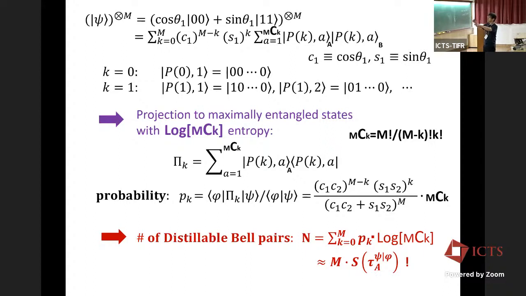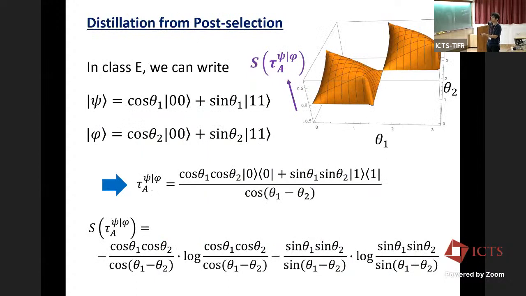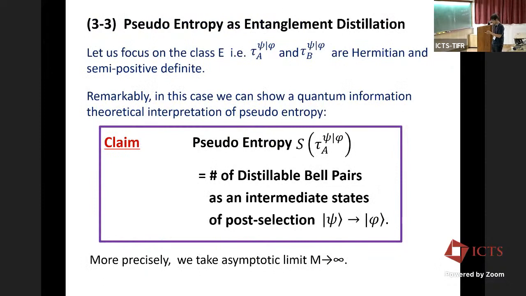The point is that we sandwich different states. In the usual entanglement entropy case, we have the same state on both sides, but here we have different states sandwiched, because we are doing some post-selection. Then we take this average, and we can rewrite this sum as an integral over k. As m goes to infinity, we get a saddle point approximation, which precisely reproduces this formula. So in this particular case, we can understand the meaning of this quantity.